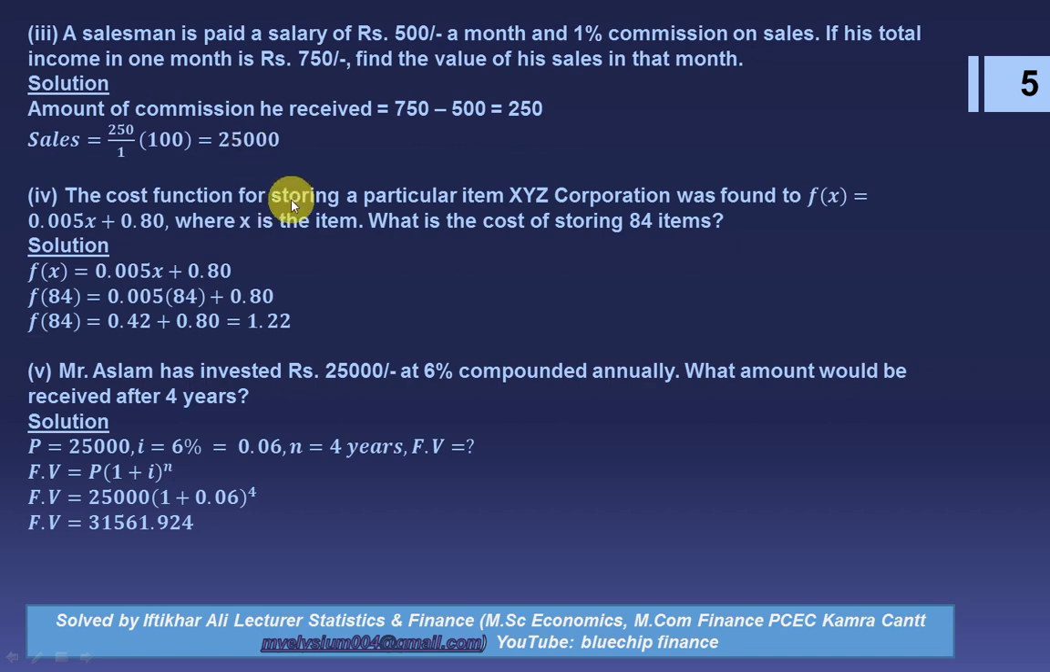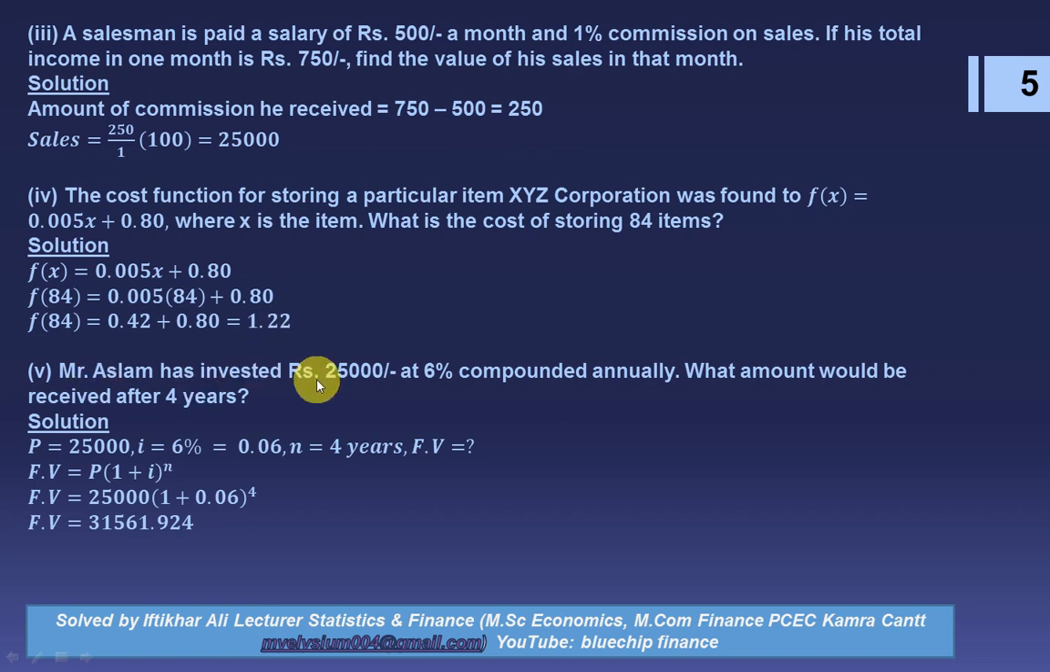The cost function for storing a particular item, XYZ Corporation, was found to be C(x) equals 0.005x plus 0.80. So this is the cost function where x is the number of items. What is the cost of storing 84 items? So simply place 84 here instead of x and solve it, and the result would be 1.22.